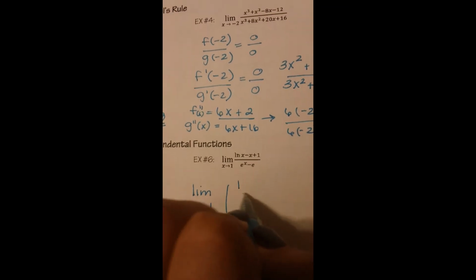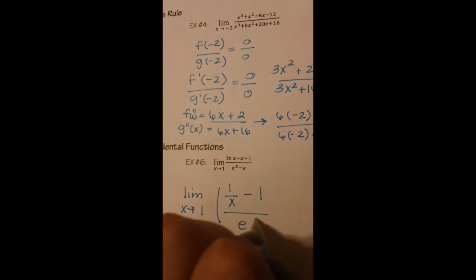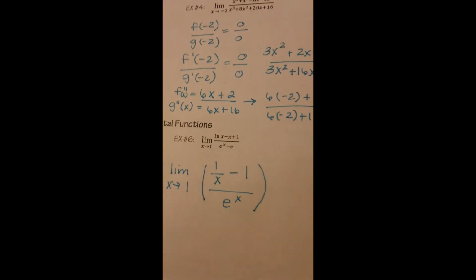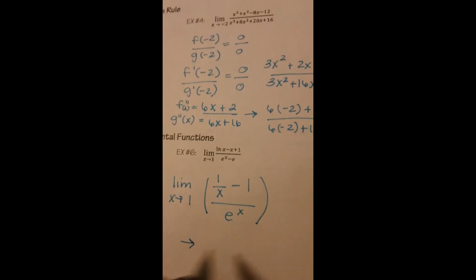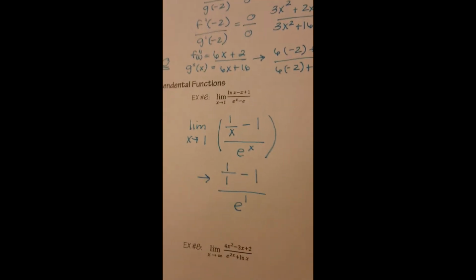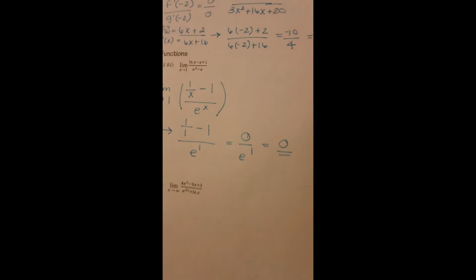So the limit as x approaches 1, derivative of the top is 1 over x minus 1 divided by the derivative of the bottom, which is just e to the x. Here, if we substitute in 1, we end up with 1 over 1 minus 1 divided by e to the first power. 1 minus 1 is 0 over e to the 1. Since the 0 is on top, it's overpowering, so our final answer is just 0. We didn't have to go too far into that one.